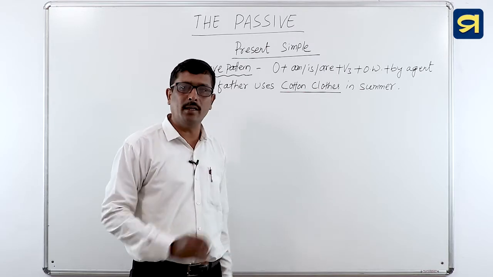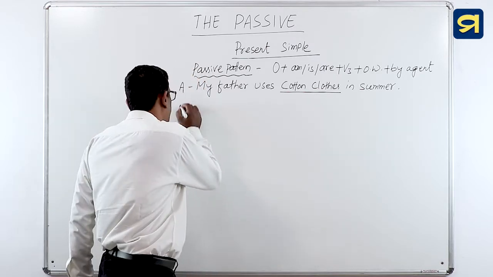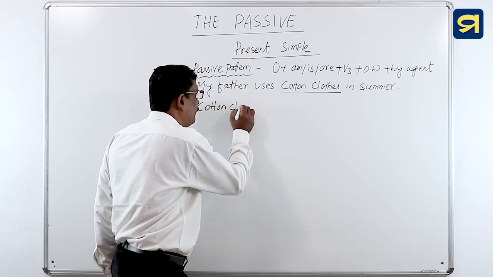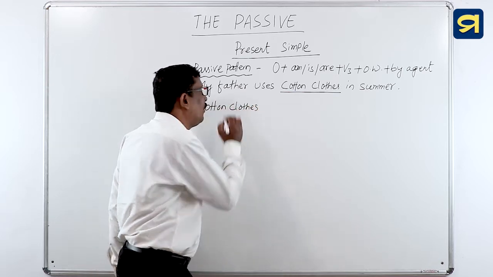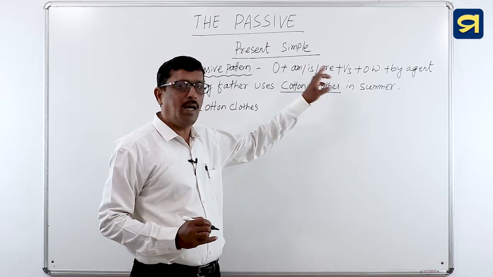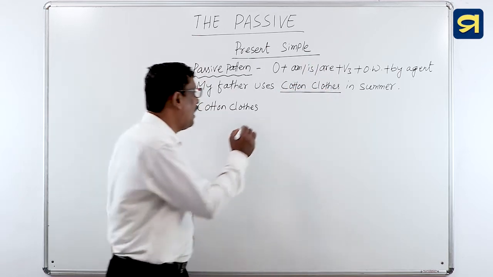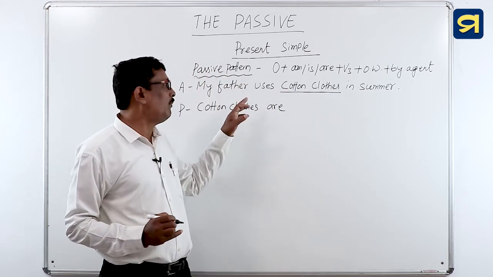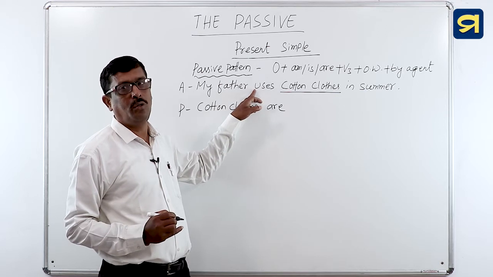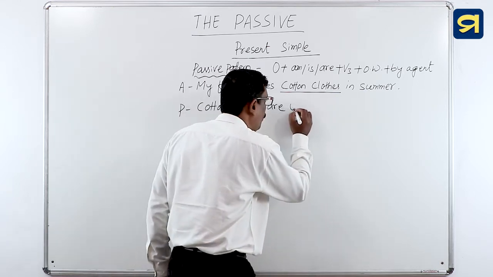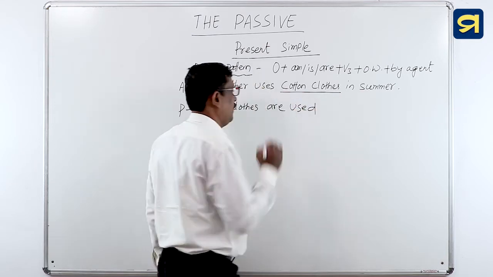So change its voice right now. Passive. Cotton clothes. Which verb is used? Either am or is or are? Yes, are is used because it is plural. Then what is the verb of the sentence? Use. What is its third form? Used. Very good. Then we will use used here.